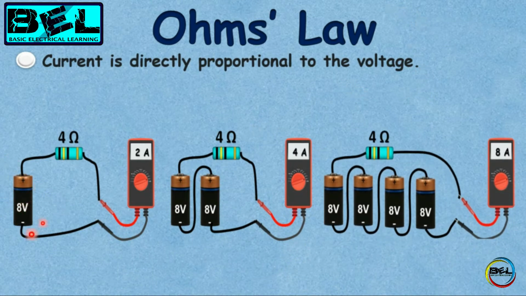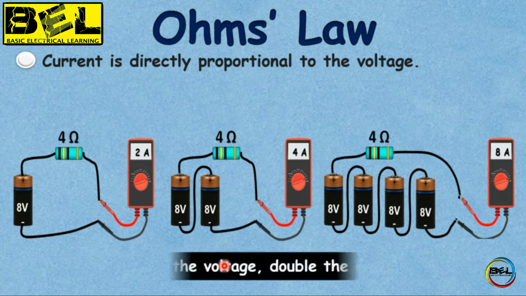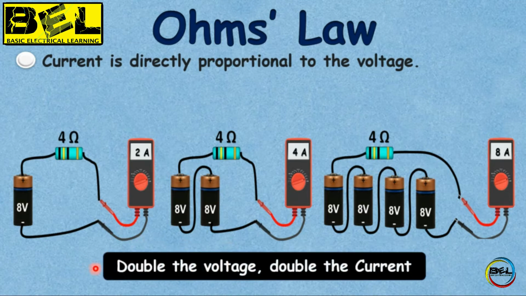Here you can see when the voltage is 8, the current is 2 ampere, and when the voltage is 16, the current will become 4 ampere. Remember that the resistance remains the same. So as per Ohm's law, doubling the voltage will double the current. Double the voltage and double the current with the constant resistance.